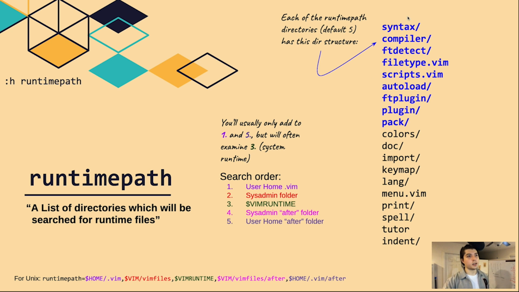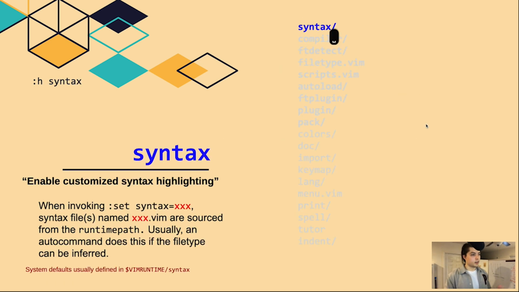Now let's look at the components. Look at the components on the right. I'm going to go over examples for each of the ones highlighted in blue. So first one, syntax. Enabling customized syntax highlighting. So one might ask, what is syntax? Because a lot of people actually get this confused with the color.